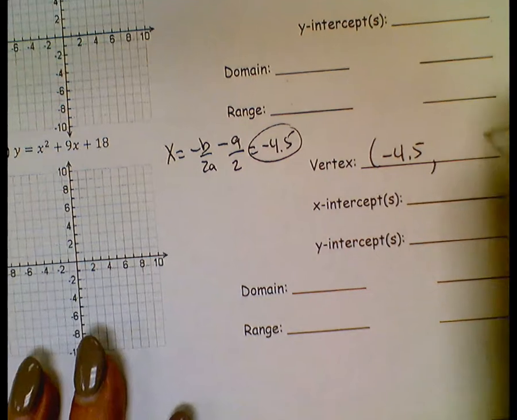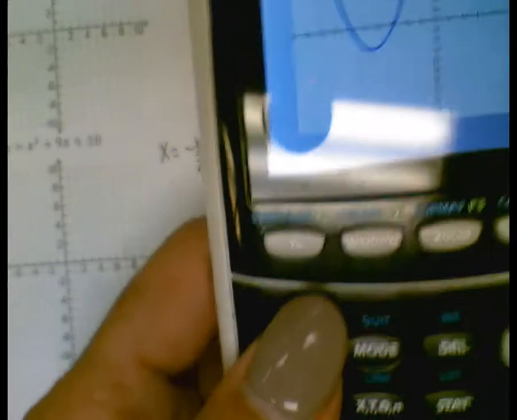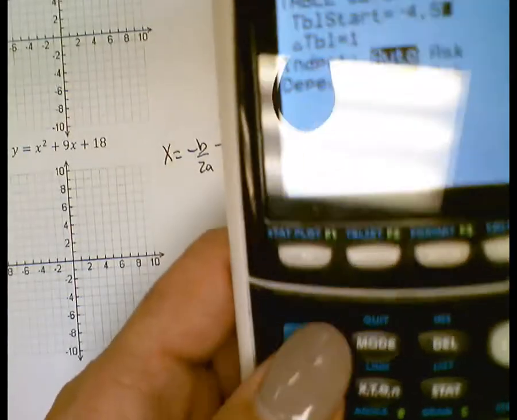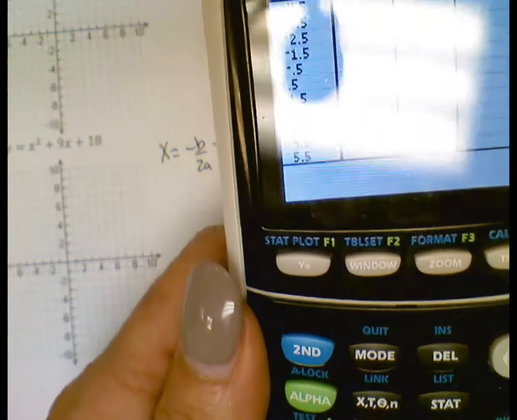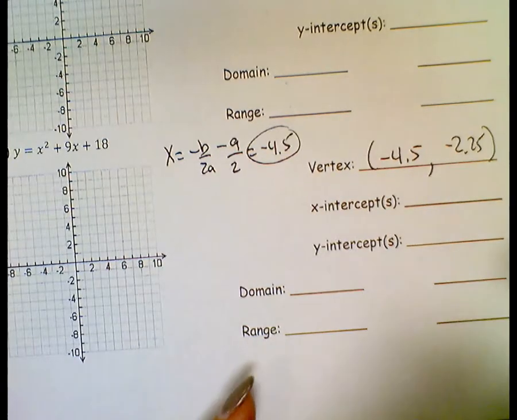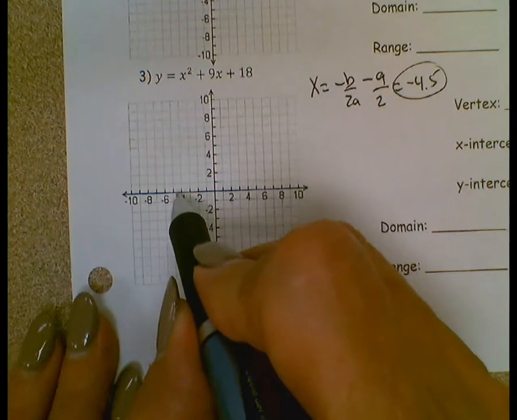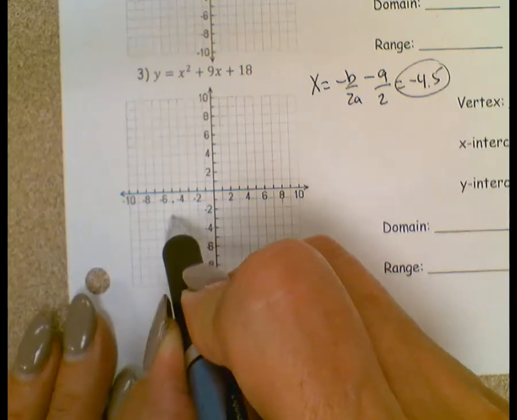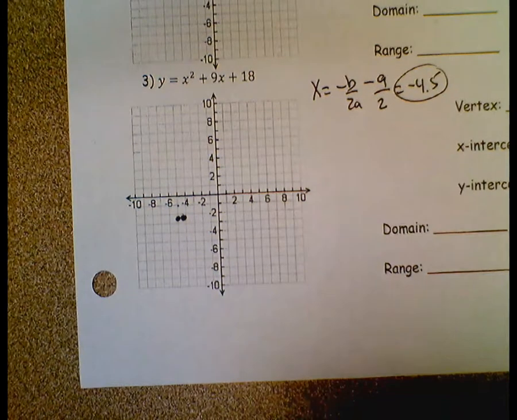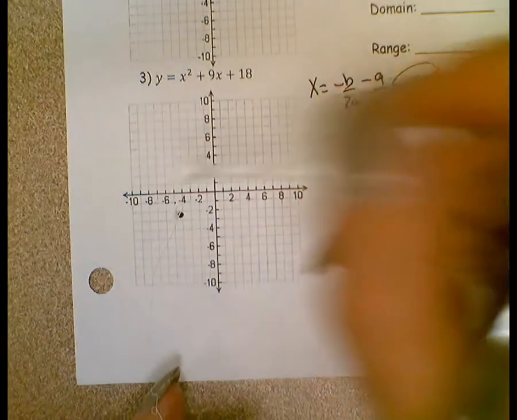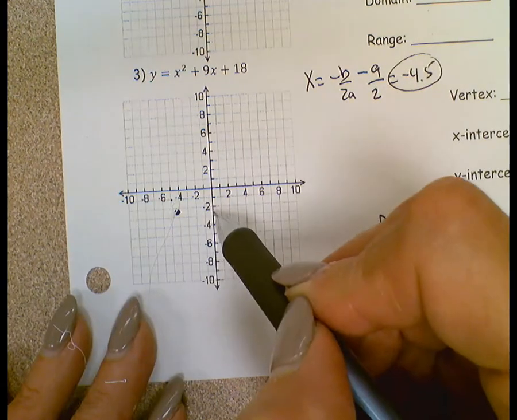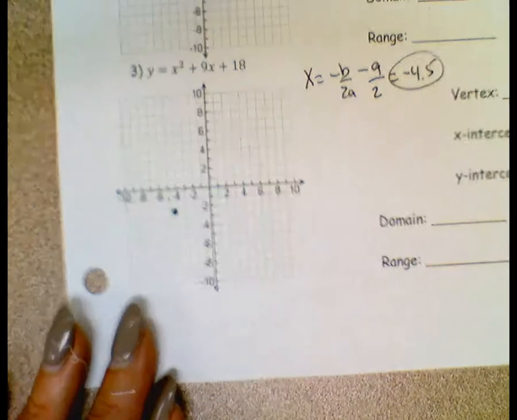So how do we find that if it's a decimal? Let's go to second window. Let's set our t-table at negative 4.5. Press second graph to look at our t-table, and it's negative 4.5 and negative 2.25. So sorry that these aren't turning out so good, but you should still be able to do these. Oops, I just went to negative 5. It's right next to that. I need my white out. I went too far over. Okay. So it's negative 4.5, which is about right there, and down 2.25. So it's about right there.